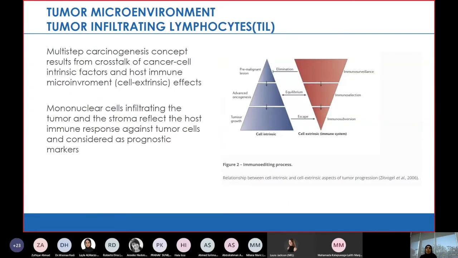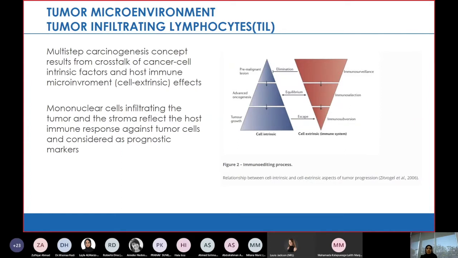Tumor infiltrating lymphocytes. I mentioned this when I was talking about one of the reasons why they eliminated medullary carcinoma as a specific entity in this WHO book. The importance of the tumor microenvironment, especially the mononuclear cells around the tumor cells, gained its importance a long time ago when they talked about the multi-step carcinogenesis concept and the immunoediting theory. So there is a crosstalk between the tumor cells and the surrounding microenvironment.